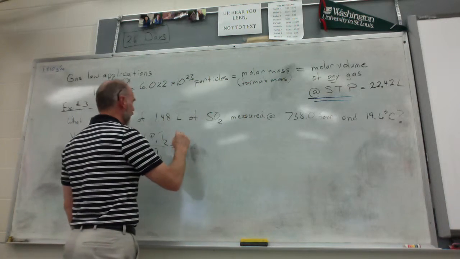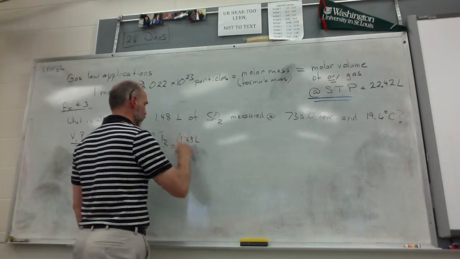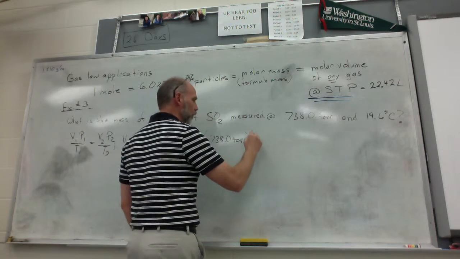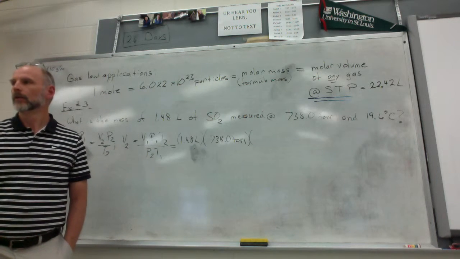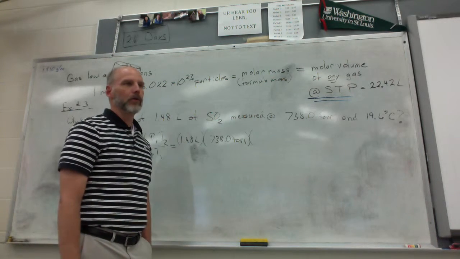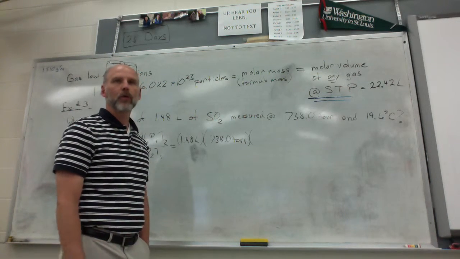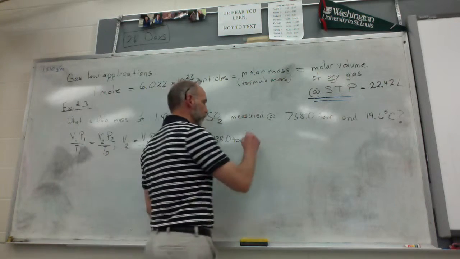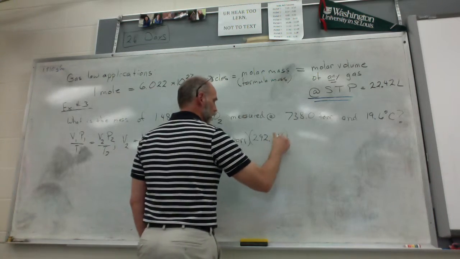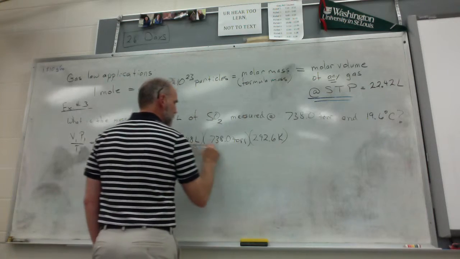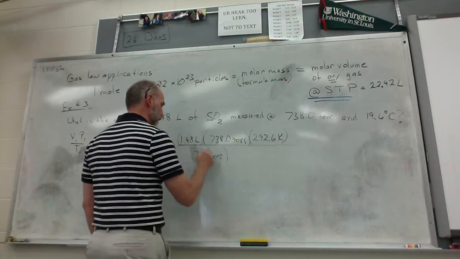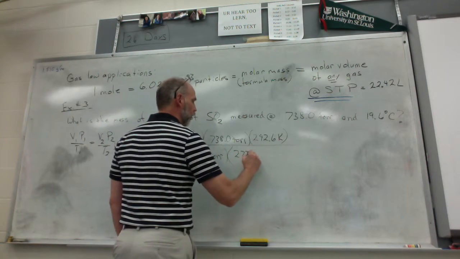So we plug and chug, and we get 1.48 liters times 738 torr times, well, what do we have to do? Add 273.2. So I'm going to add 20. 293 and back it off by 4. So 292.8. Somebody can check me on that. And then the second pressure is going to be 760 torr. And the other temperature is going to be 273.2.